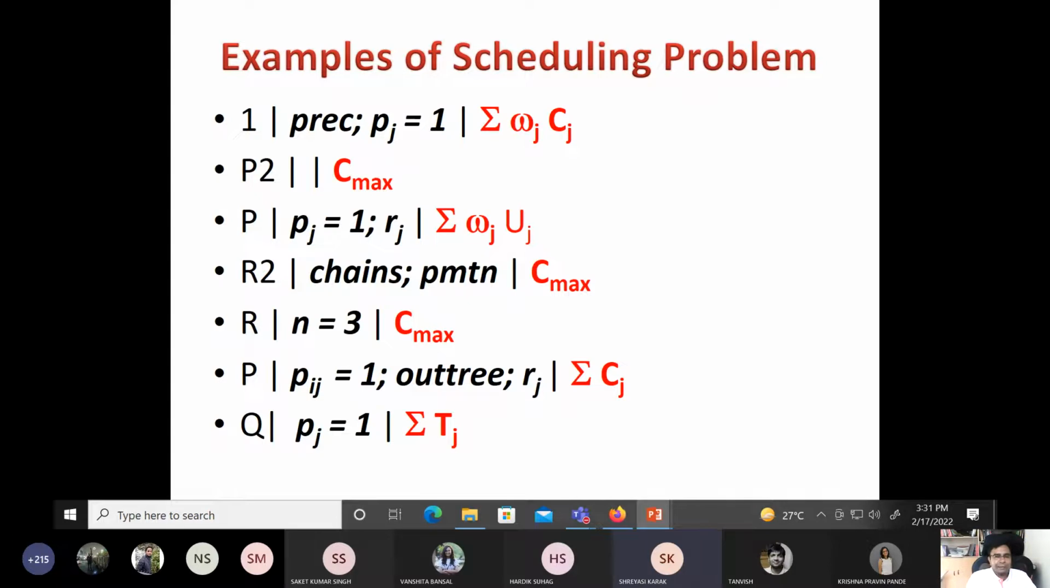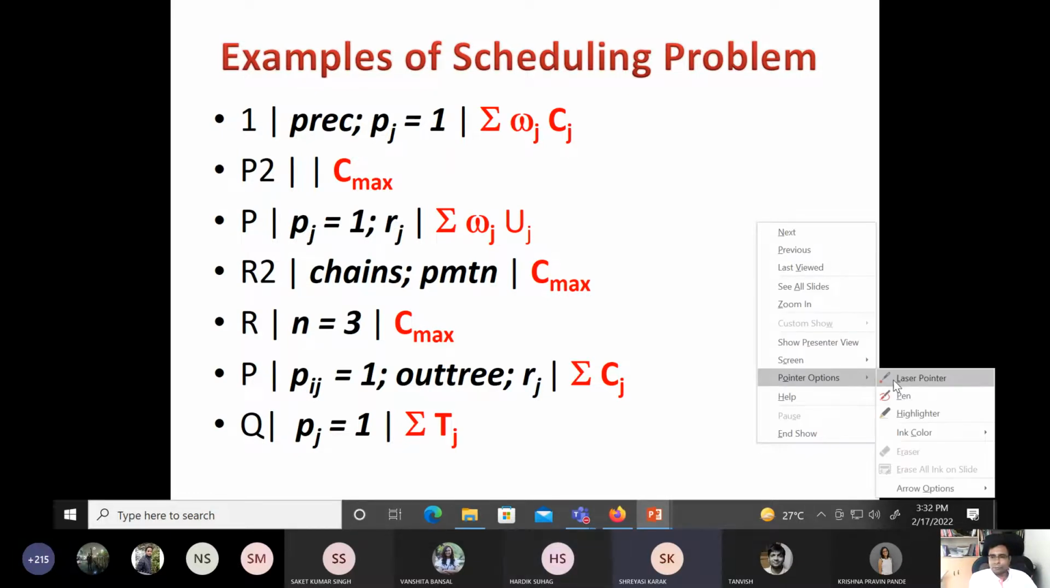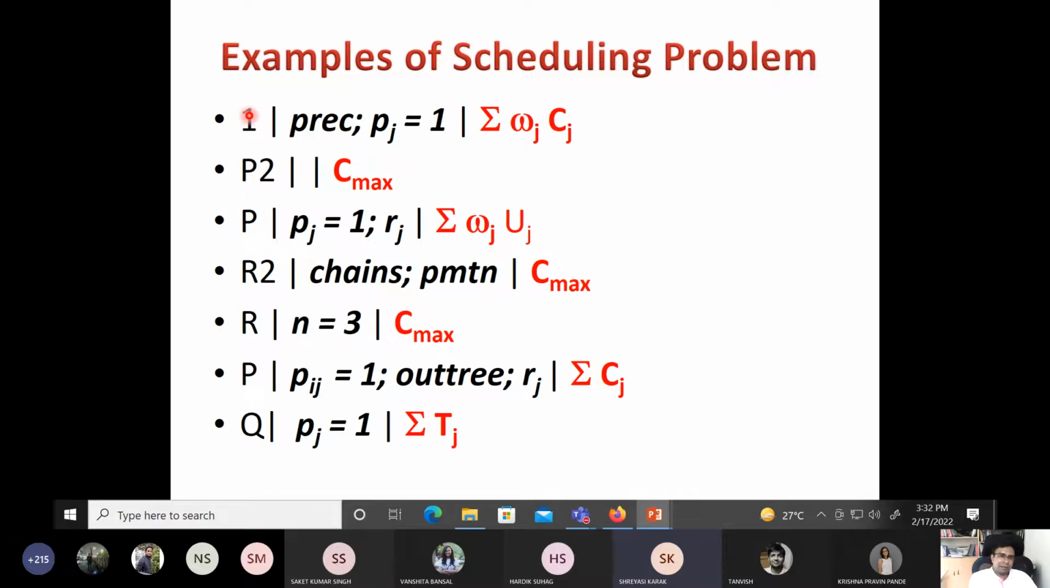So the first problem, what is it doing? Look at the first problem. It says one processor is present. So the system has one processor, the tasks are organized in a precedence constraint (DAG) form, and all task execution times are 1. And what do we want to optimize? Weighted completion time, minimizing the weighted completion time.